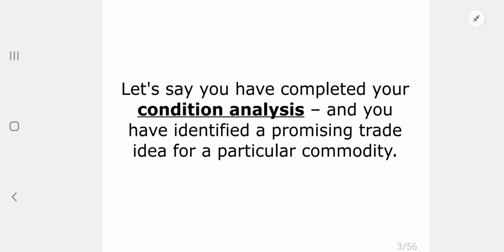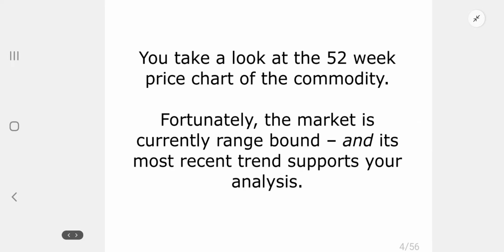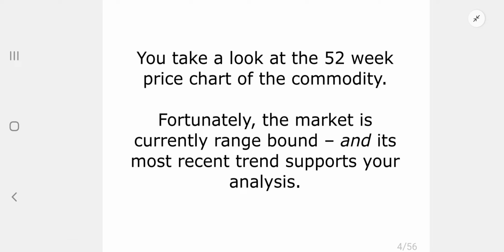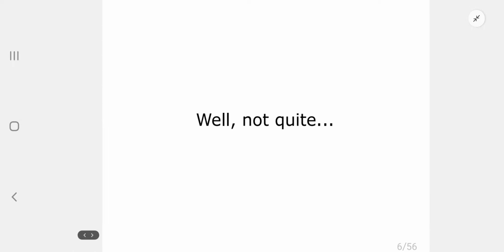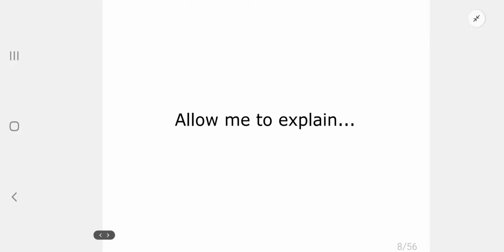Let's say you have completed your condition analysis and you have identified a promising trade idea for a particular commodity. You take a look at the 52-week price chart of the commodity. Fortunately, the market is currently range bound and its most recent trend supports your analysis. Does this mean you are ready to trade? Well, not quite, but you're close. Allow me to explain.